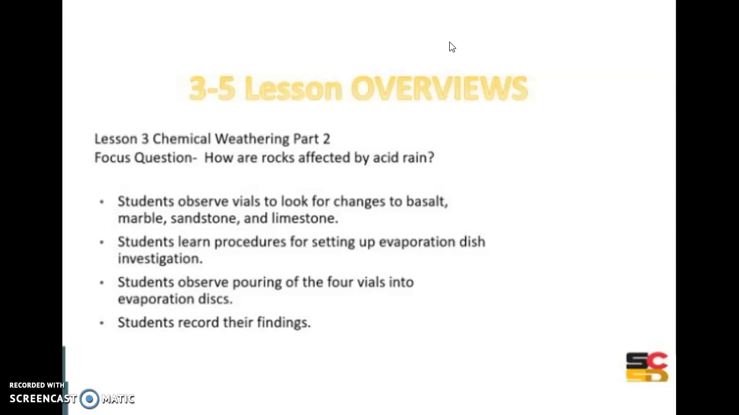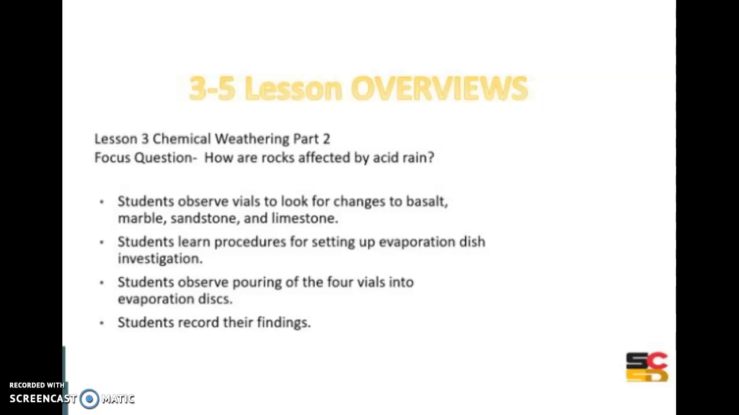We will then set up procedures for an evaporation investigation, to really see if there was a chemical change or not. Then they'll watch us pour from the vials into the evaporation dishes, and they'll find the recordings, and then wrap it up with the effects of acid rain on rocks.